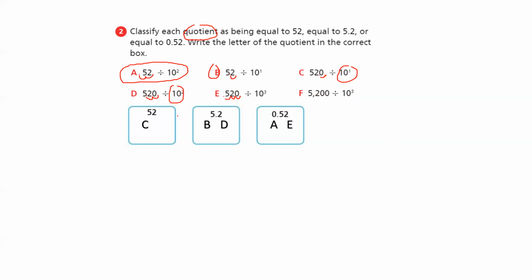And then F, you're assuming right here, correct? Well, let's see. Here it is. Moves left once, twice, 3 times turns into 5.2. So it actually goes in that box. So those are your answers.